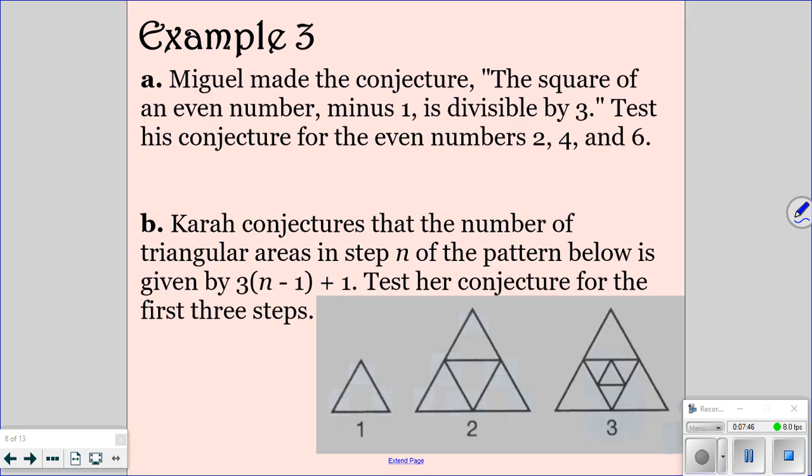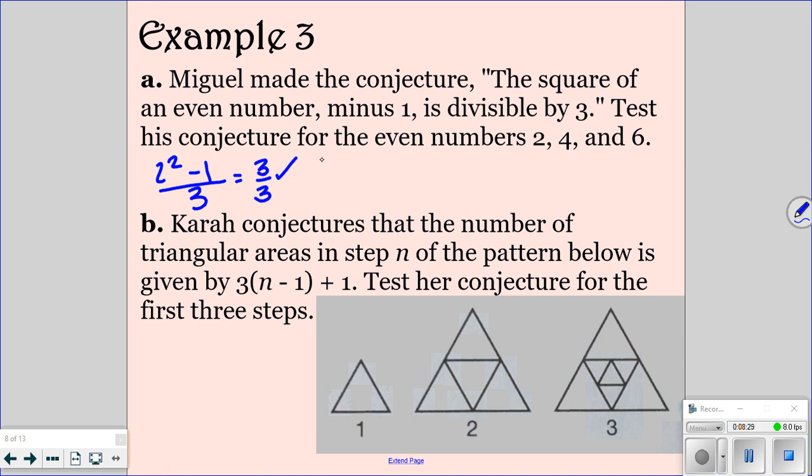Okay, so now we're going to look at example 3. Miguel made the conjecture that the square of an even number minus 1 is divisible by 3. We want to test it for 2, 4, and 6. So the square means you square it. So 2 squared, and then if you subtract 1, it should be able to be divided by 3. So 2 squared is 4, minus 1 is 3, and if you divide by 3, does that give you a whole number? It does work for n equals 2.